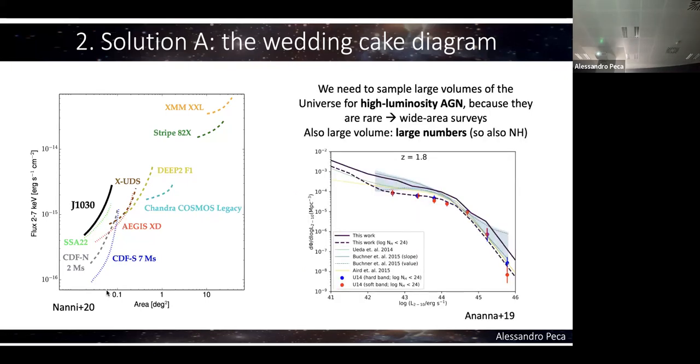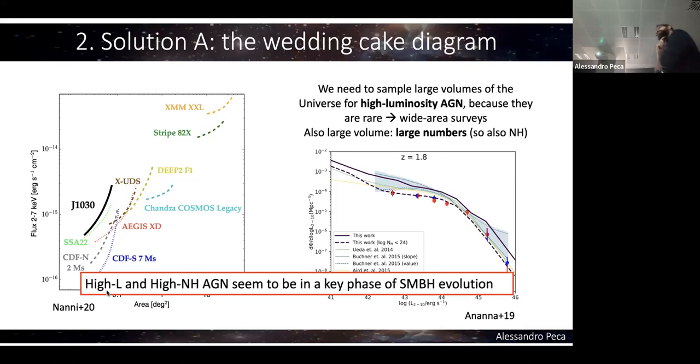If you take an X-ray luminosity function, whatever luminosity function, you can see that there is a drop at high luminosities. This is telling you that in this high luminosity regime, these objects are rare, so to sample them we need to sample a large volume of the universe. High luminosity AGNs are also important because we know from theoretical models about supermassive black hole evolution that high luminosity and high NH AGNs are in a very important key phase of the evolution, in which the bulk of the mass is accreting into the central black hole. So this is why it's important to get at the same time high luminosity and high NH AGNs.